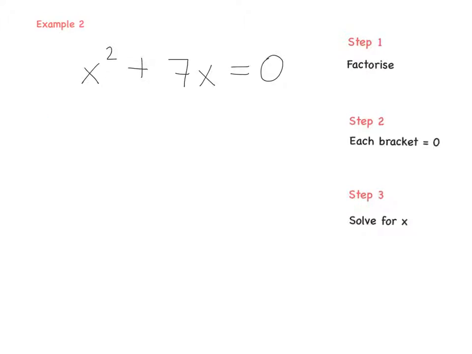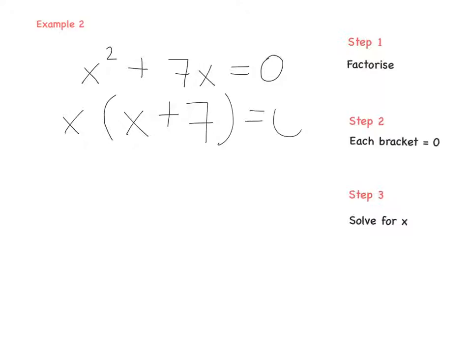Okay, so we have the next example in here, x squared plus 7x equals 0, and it's not factorized yet. So the first step is factorize. We need to get 2 brackets, and then each bracket equals 0, and then we have to solve it. So first of all, factorize, and in here we can just find the common factor for x squared and 7x. In this case, we have just x. So x, and we are left with x plus 7.